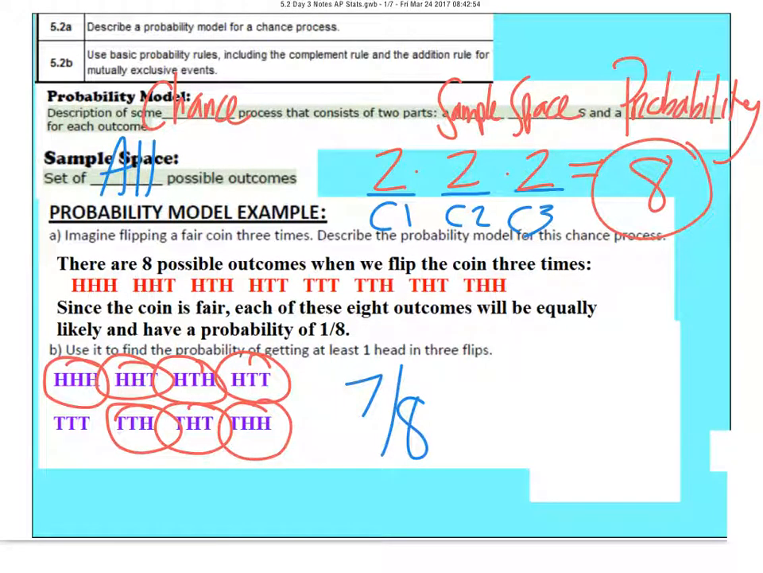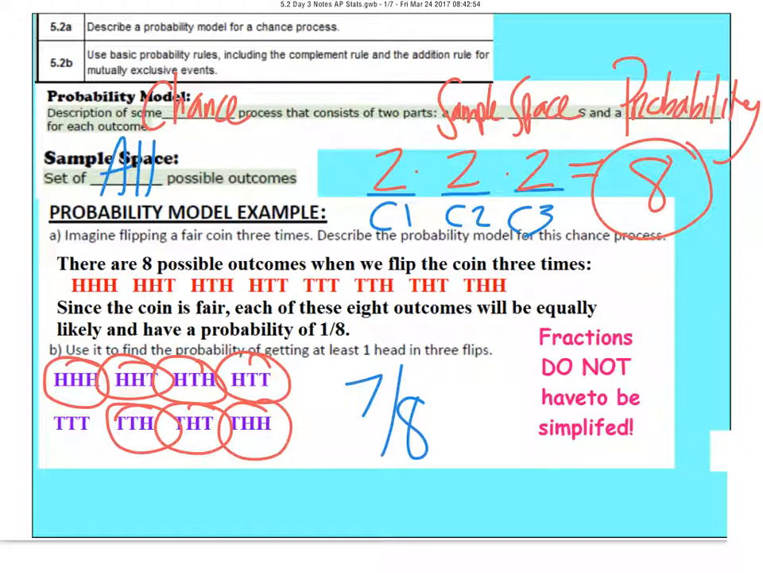Do keep in mind, I mentioned earlier, in probability theory, fractions do not have to be simplified. Obviously, we can't simplify 7/8, but if we had 6/8, for example, you would not have to actually simplify that, but you could if you wanted to.